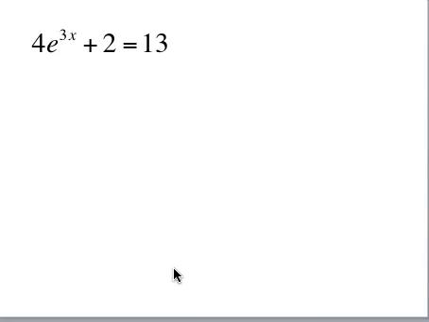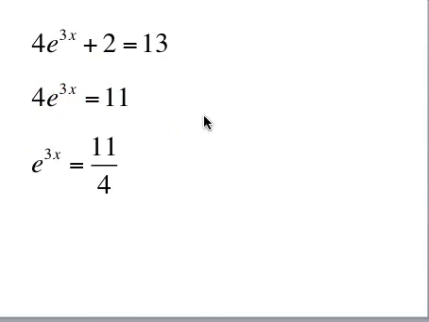Okay, our next example is going to be 4e to the 3x plus 2 equals 13. So we just want to have an exponential equals something. So my first move is going to be eliminate that 2. So we'll subtract 2 from both sides. And that gives me 4e to the 3x equals 11. And I want to get the exponential by itself, so I'll divide by 4 to say e to the 3x is 11 over 4. The next move is to take the natural logarithm of both sides. So the natural log of e to the 3x equals the natural log of 11/4. That's how we'll be able to move the 3x down from the exponent.